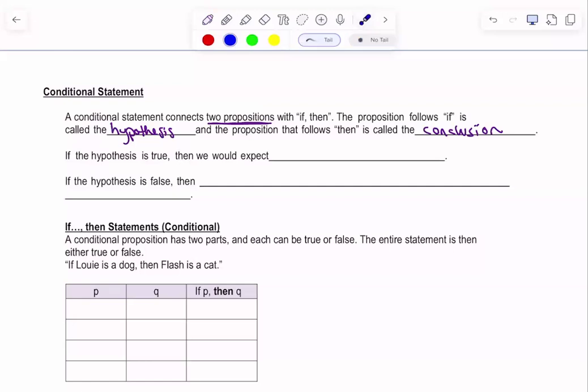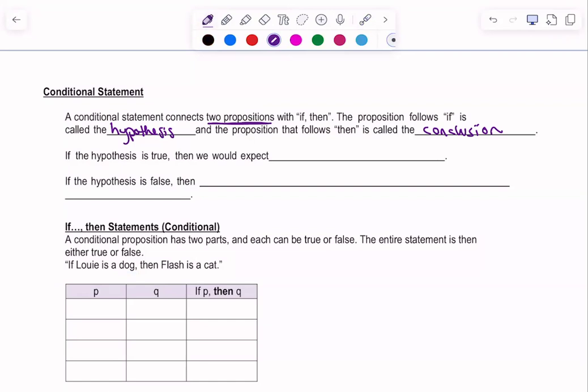So going down here, we have a conditional statement. Shocking, I'm using Louis and Flash. So Louis is a dog. That's following the if, so this is my hypothesis. Then Flash is a cat. So Flash is a cat is my conclusion. This is going to be a little strange in the beginning, but I'll give us a nice example.